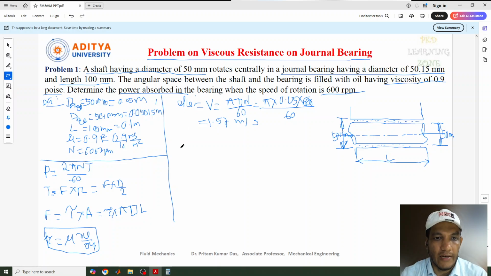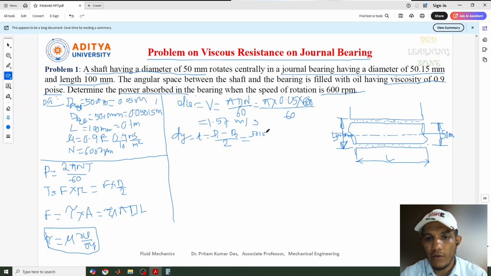In place of du we can write this. Now what about the dy? So dy is nothing but the thickness t, the thickness between the bearing and the shaft. The bearing diameter and the shaft diameter are given. If you subtract them and divide by 2, because thickness is there on this side and on this side, we only need to consider one side. So that means the diameter of the bearing, let d1, minus the diameter of the shaft, let d2, divided by 2.